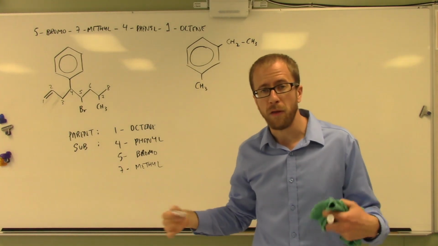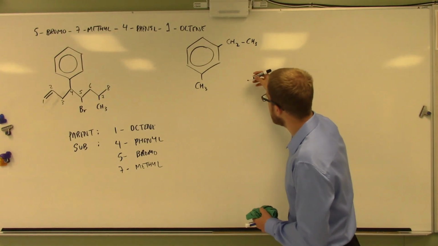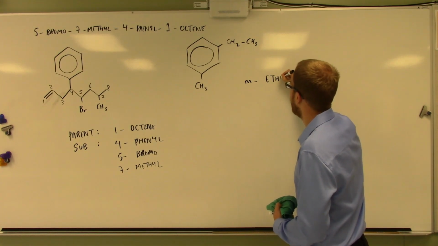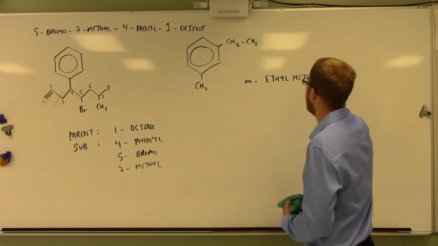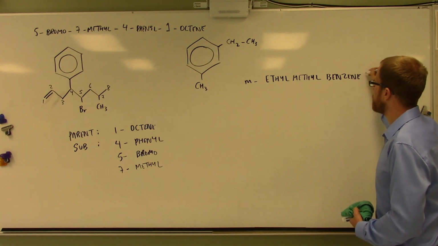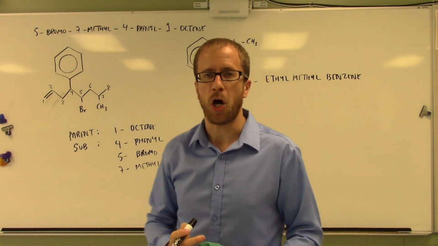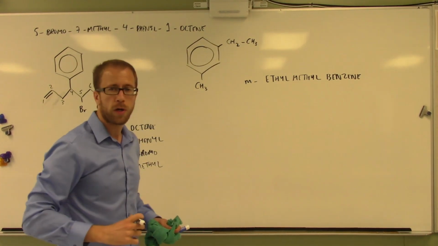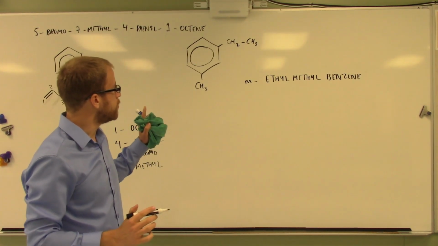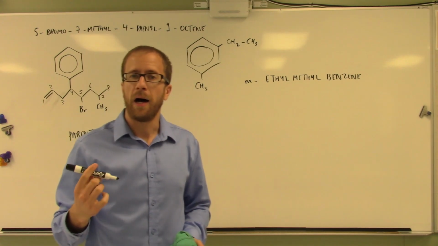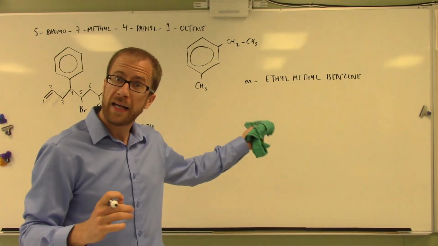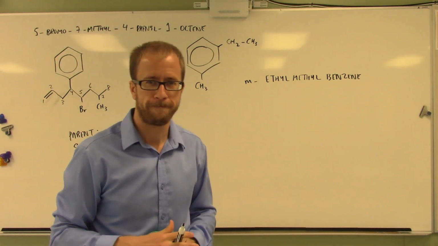So this compound here, we have a methyl group and an ethyl group. Ethyl comes before methyl in alphabetical order. This would be meta, or M, ethyl, methyl, benzene. We're still using benzene as our suffix here, as our final word, because it is our parent chain. So again, you do need to use the meta, ortho, para naming system with di-substituted benzene rings.